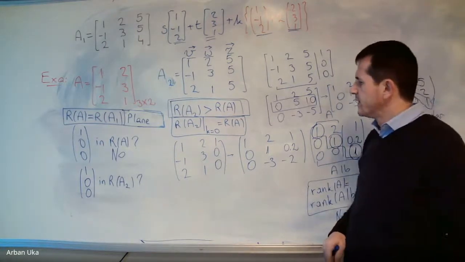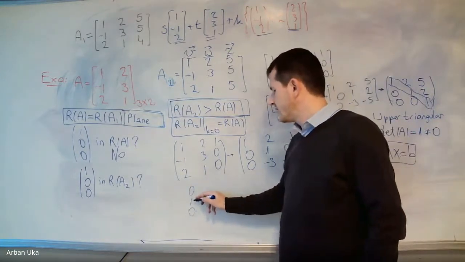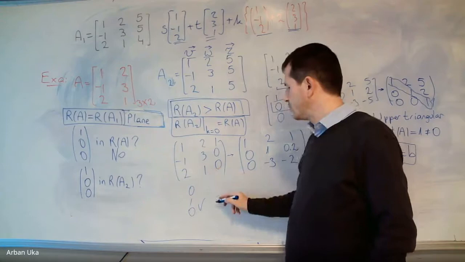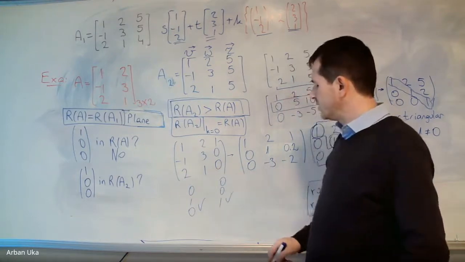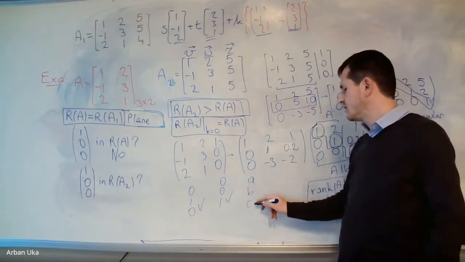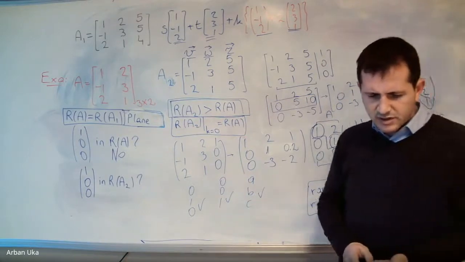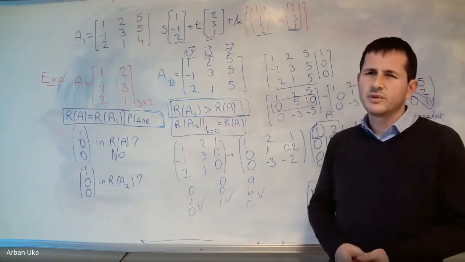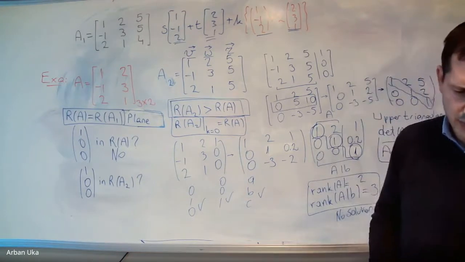So similarly, we can also say the following: that 0, 1, 0 is in the range of A2. 0, 0, 1 is in the range of A2. And if this is the case, any vector (a, b, c) is also in the range of A2. Why? Because this is a three-dimensional structure. When we say three-dimensional structure, this can cover completely the 3D space.